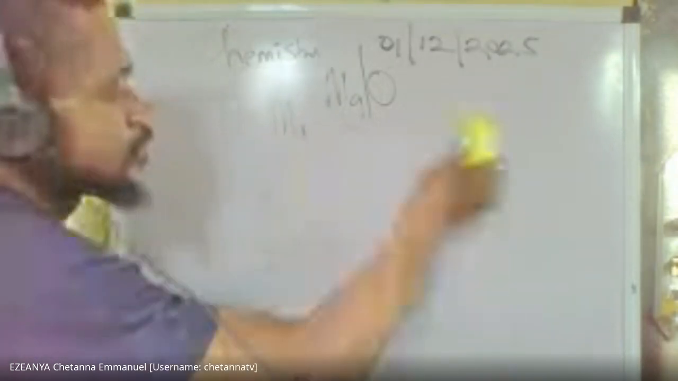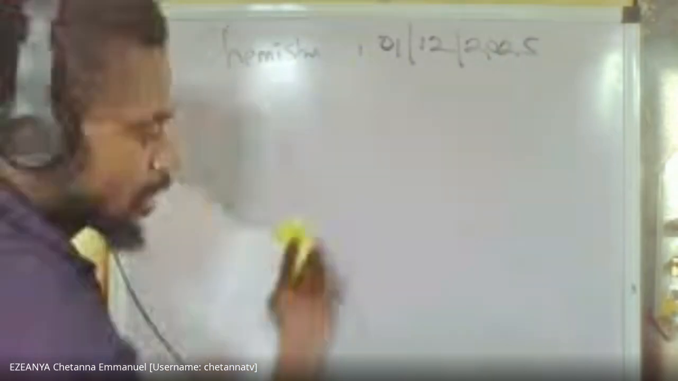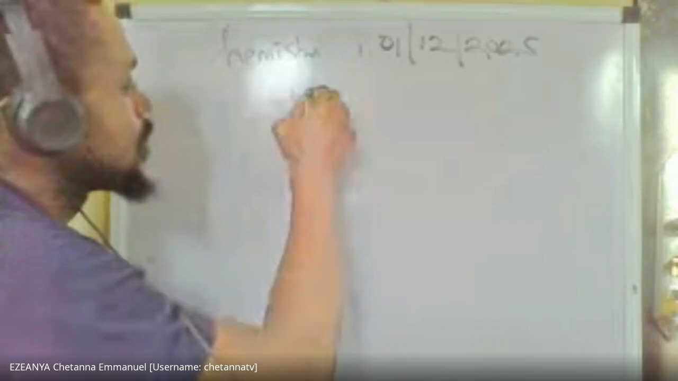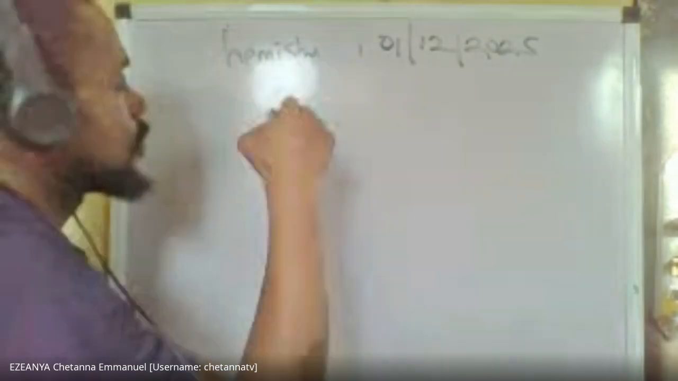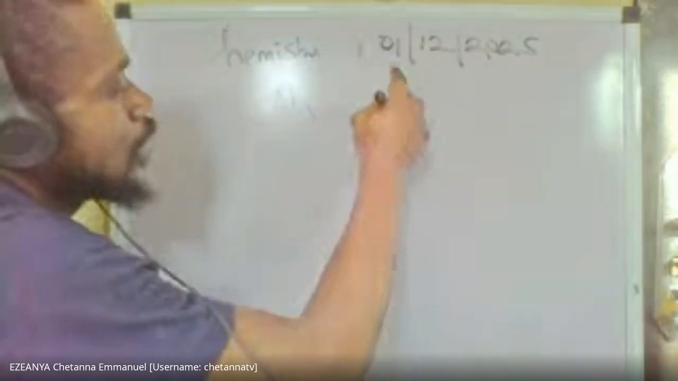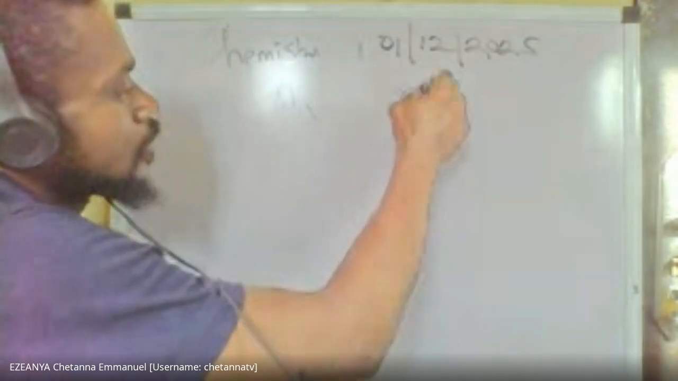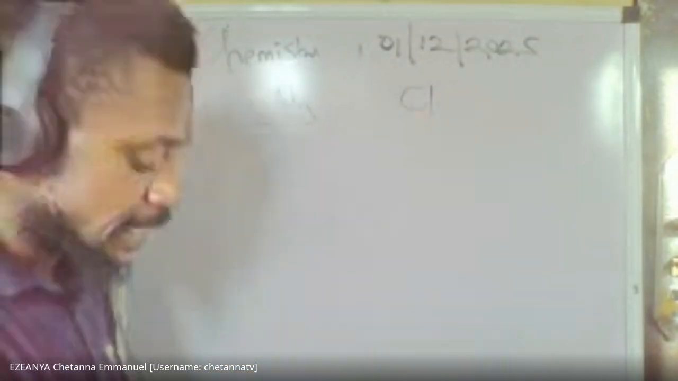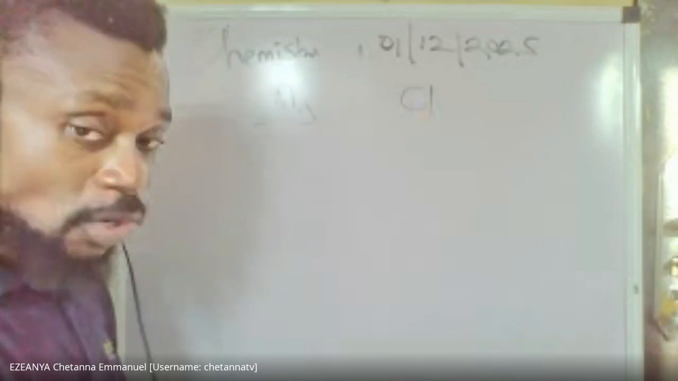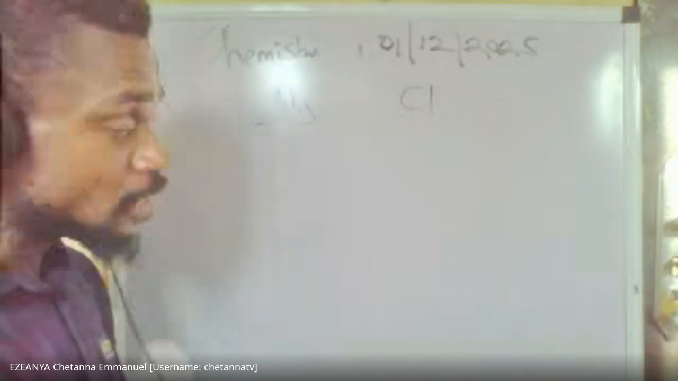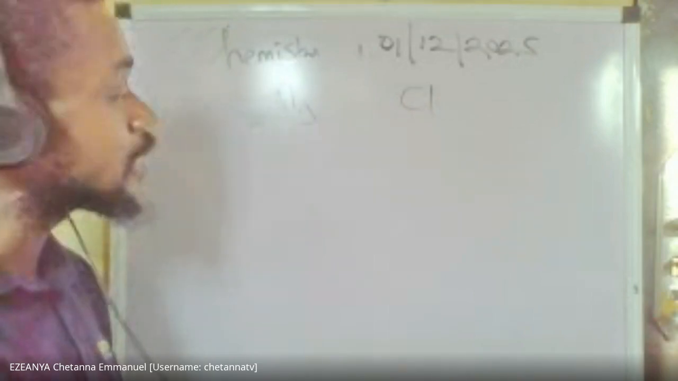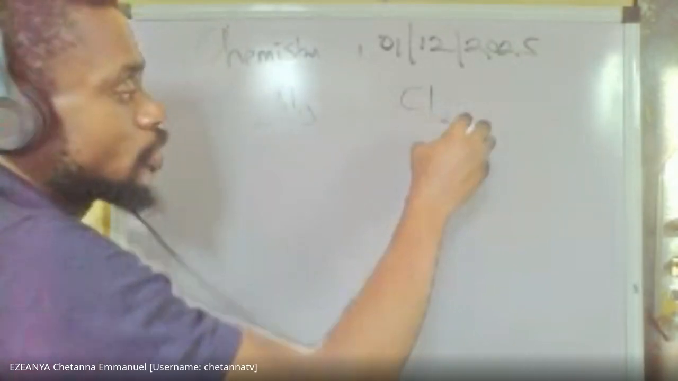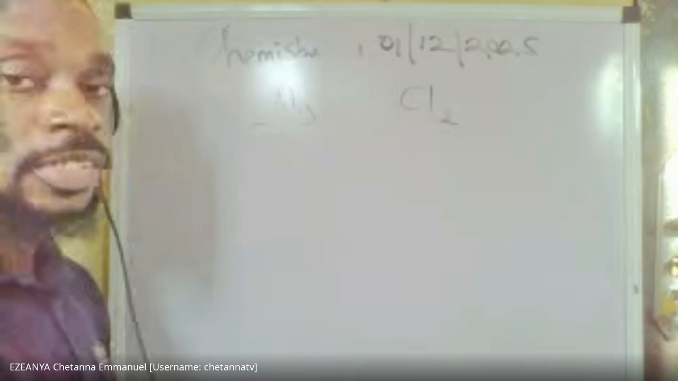Now, let's look at magnesium chloride. Where you have magnesium and we have chlorine. You know that chlorine is diatomic. It's not monatomic. Chlorine as a gas is a diatomic molecule. So we have 2 atoms of chlorine.